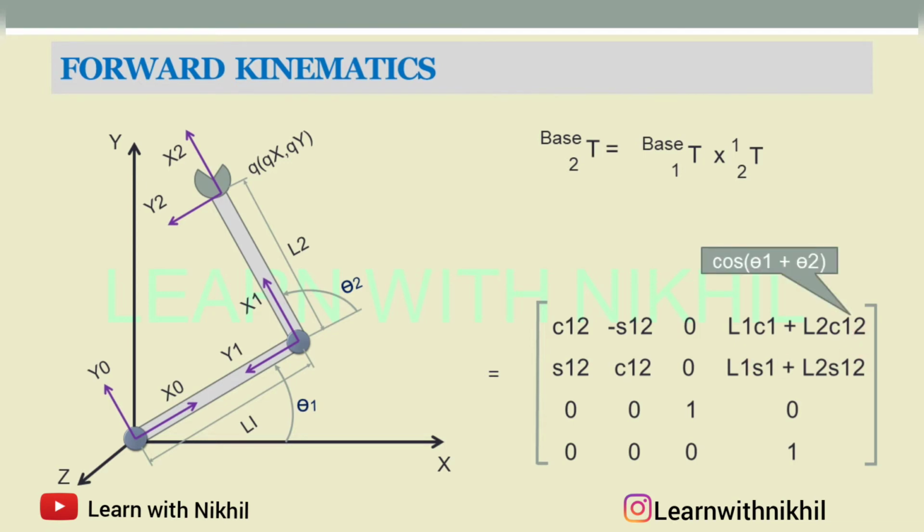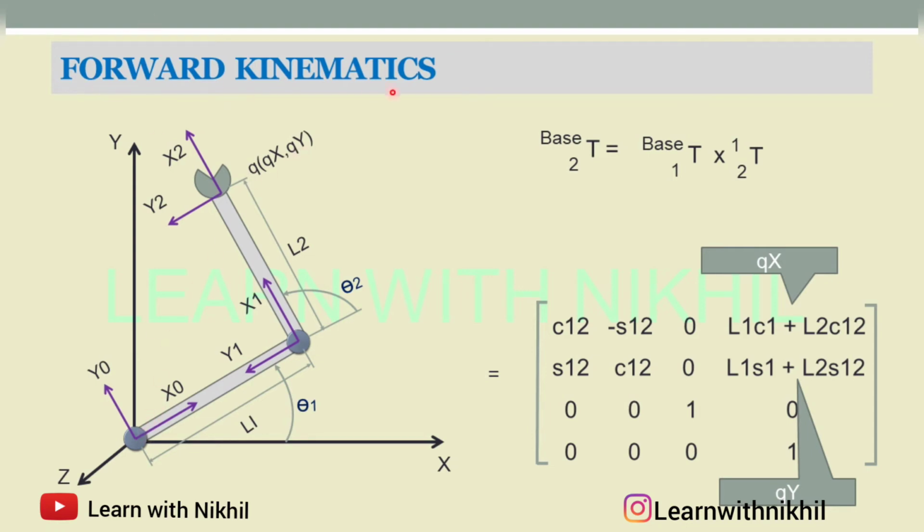So this is nothing but cos(theta 1 plus theta 2), and this will be sin(theta 1 plus theta 2), and this total is nothing but qX and qY. So these are the positions, or the coordinates of the end effector with respect to the base.